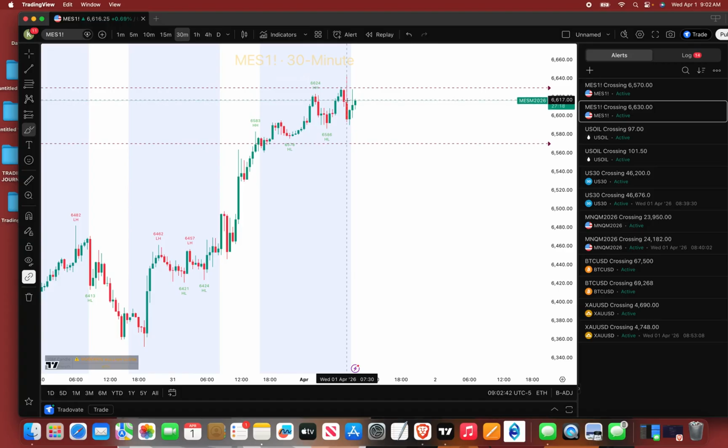Let me repeat. Traders get caught by wicks all day long because they react to where price is instead of where price closes. The close is the verdict. Everything before that close is just an argument. Both sides fighting. Buyers pushing up, sellers pushing back down. The close is the judge saying which side won.